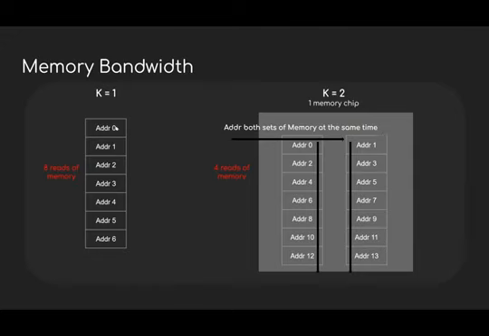And as you see, with no optimization, the addresses go 0, 1, 2, and so forth. Whereas in k equals 2 with the bandwidth optimization, the addresses are staggered between the two pieces. So the piece on the left is 0, piece on the right is 1, and then so forth, 2, 3, 4, 5, and so forth. This means that both sets of memory are addressed at the same time.